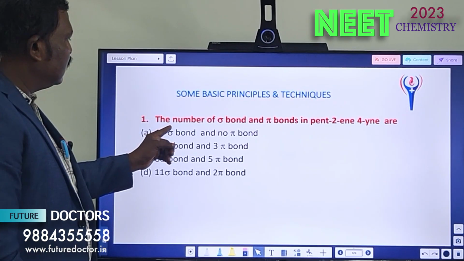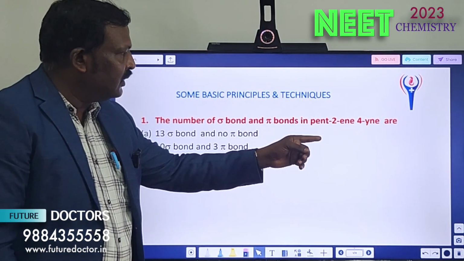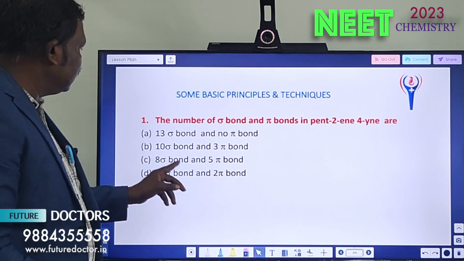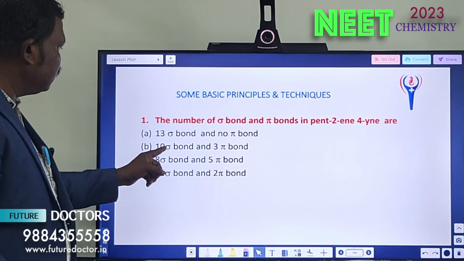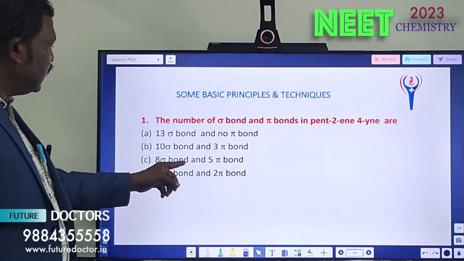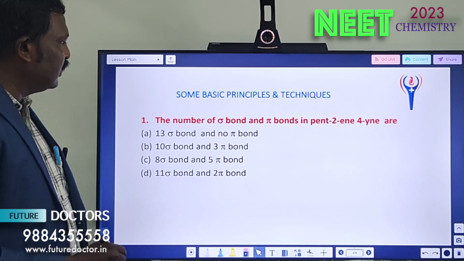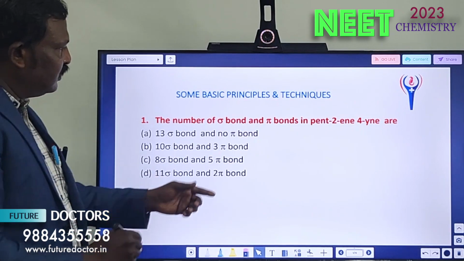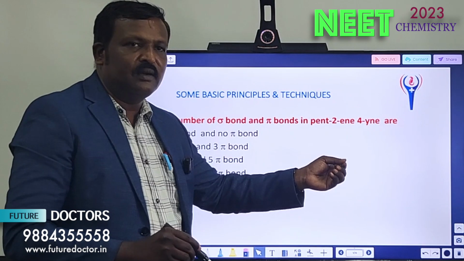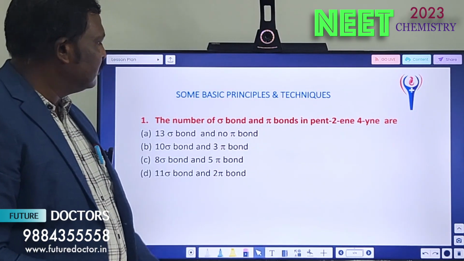Simple one. The number of sigma bonds and pi bonds in pent-2-en-4-yne are: option A, 13 sigma bonds and no pi bond. Option B, 10 sigma bonds and 3 pi bonds. Option C, 8 sigma bonds and 5 pi bonds. Option D, 11 sigma bonds and 2 pi bonds. First of all, you should draw the structure for this pent-2-en-4-yne. Only after that can we find out the sigma bonds and pi bonds. Understood? Next one.